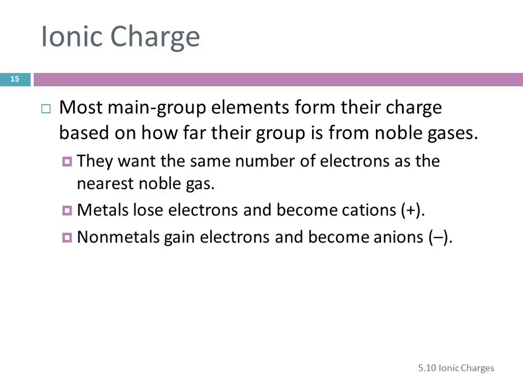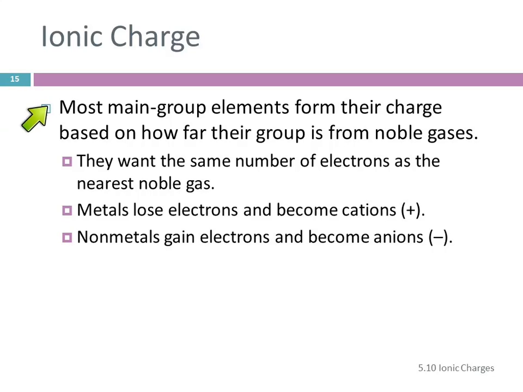We are skipping the sections in between here. We're just jumping to section 5.10, and we're going to talk about ionic charge. And this is where we see some patterns in the periodic table as well.